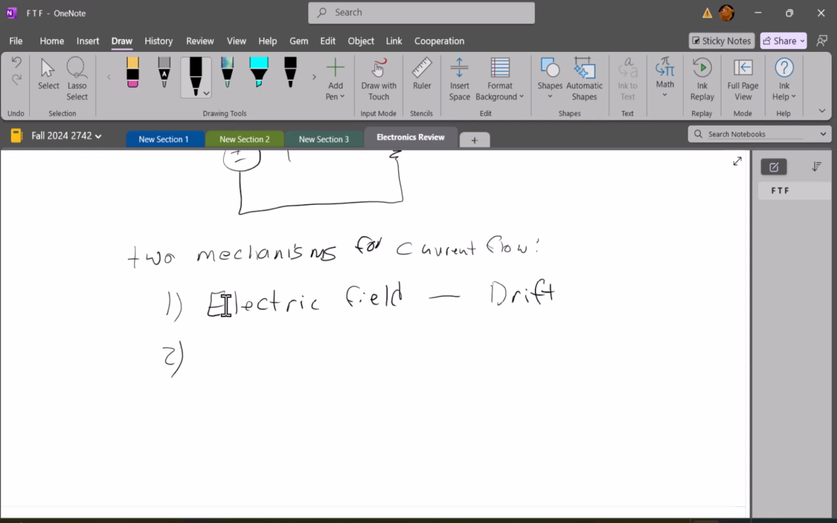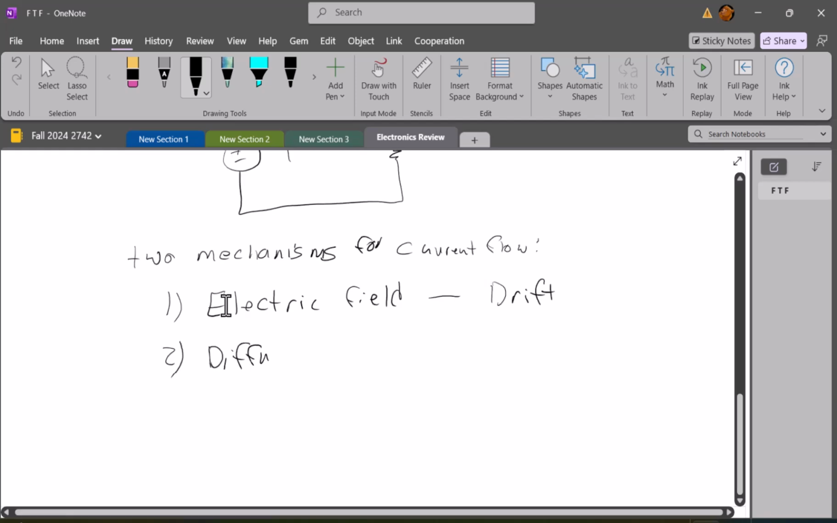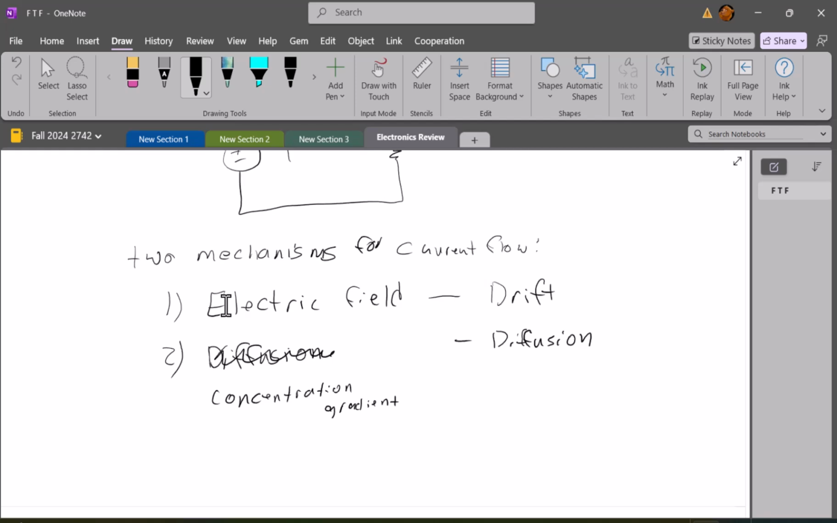The current going across it. Yes, and that is called diffusion. Two F's in diffusion. And that is due to concentration gradients. So you would have one side be p-type and one side be n-type, for instance, and so you'd have different concentrations of the charge carriers on the different sides, and that gradient would be what would make them travel.